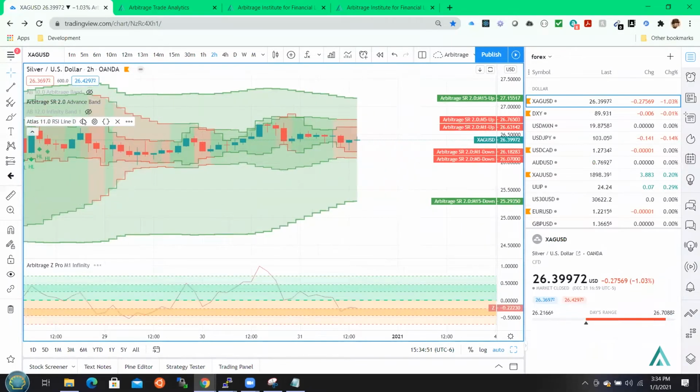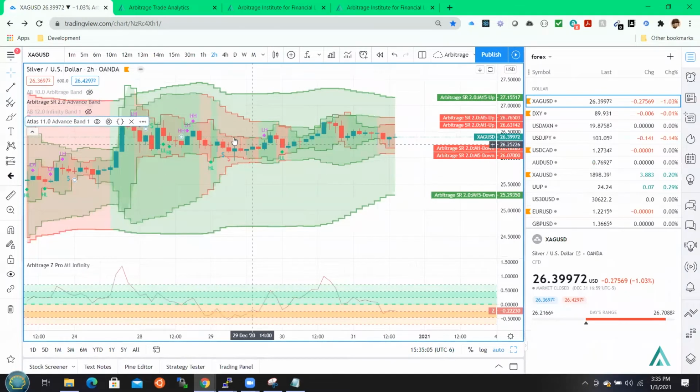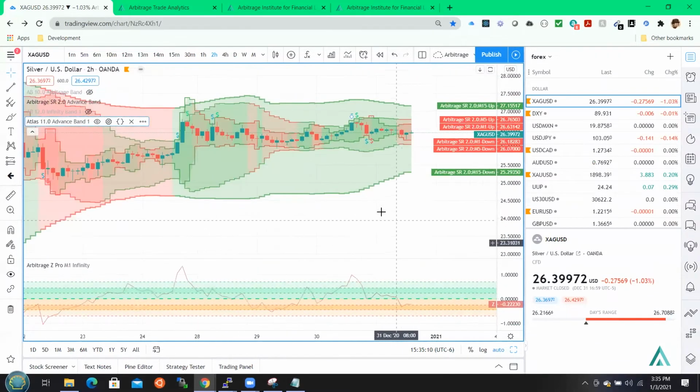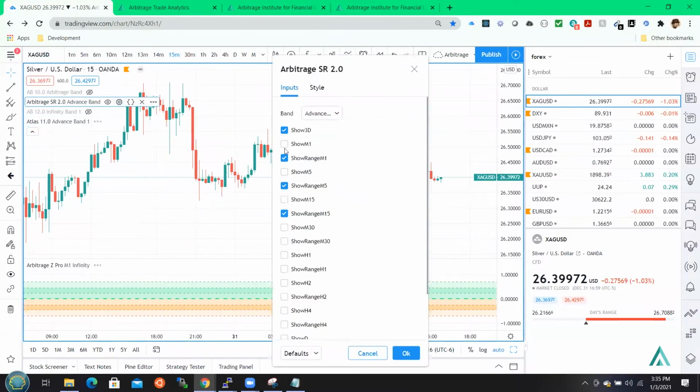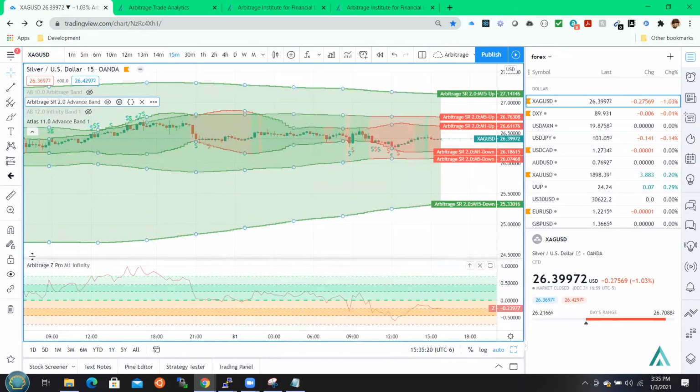All right, and let me set myself to my settings, because these, once again, are the settings that I like to play with. And I am typically set there. Okay, so now I'm set to the 15-minute. I set my SR, and typically I do have my 1, my 5, and my 15 turned on.